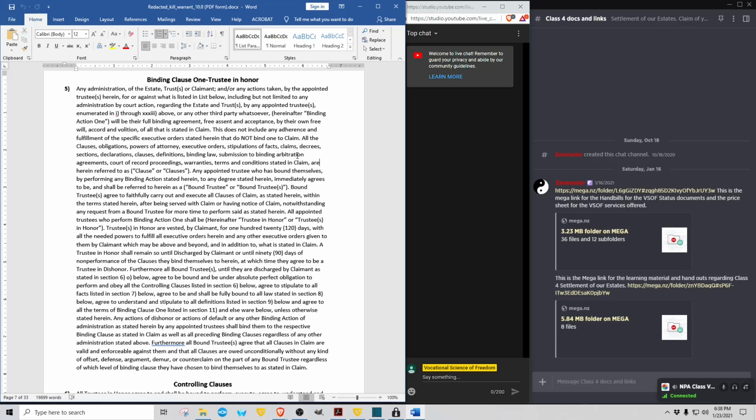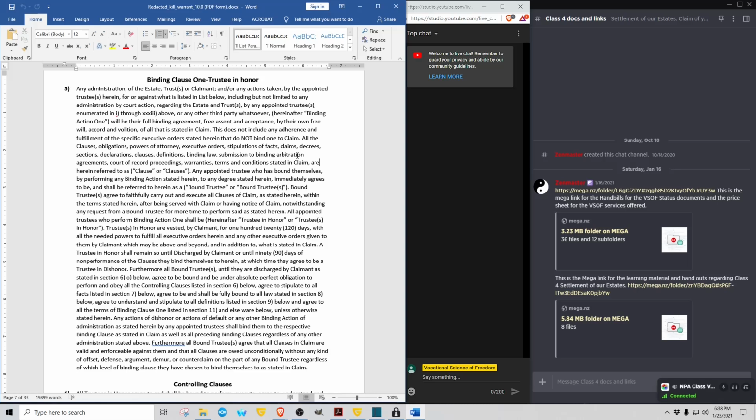See, if you want to be a trustee in honor, that means you're being a good boy and you're doing what you're supposed to be doing. You go to a trustee in dishonor, there's a whole level of sledgehammer that comes down on you. But again, that's for those who've done the doc set and want to put the sledgehammer on them.